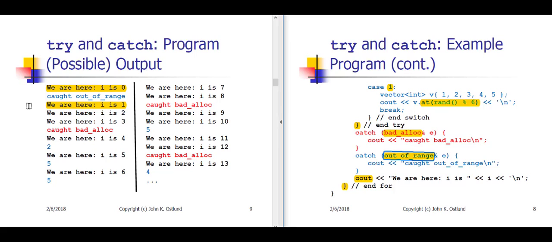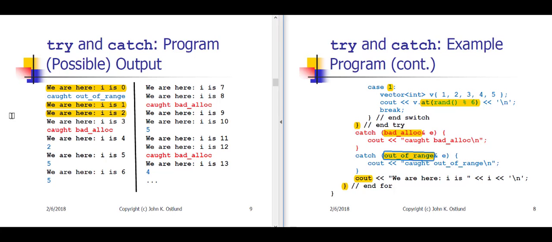Now, generating out_of_range, and therefore catching out_of_range, is a rare event. We only get into the vector code once in every 5 iterations through the loop, and even when we're in the vector code, we only throw an exception 1 time out of 6. So roughly speaking, 1 time out of 30 through the for loop, we should generate and catch an out of range exception.